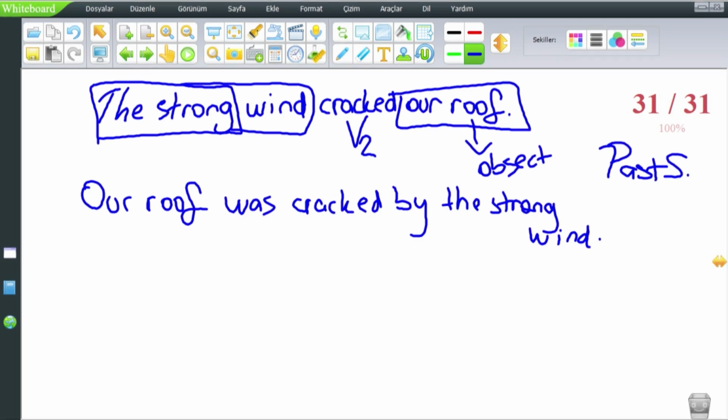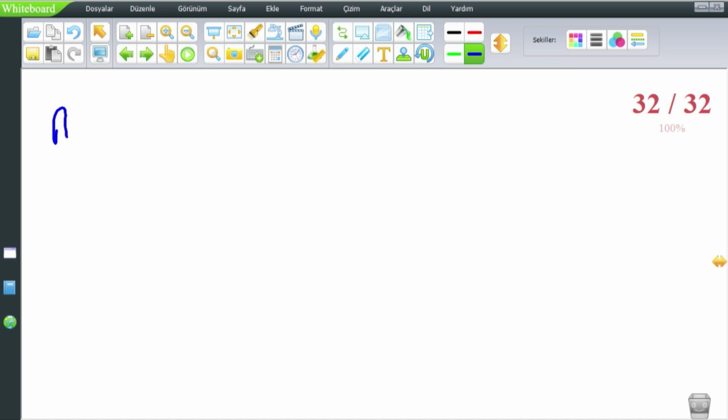Okay, let's take a break and then we will continue. Okay guys, let's continue. We were giving examples using passive voice. We're going to write active form, then we will use on the same sentence passive form.